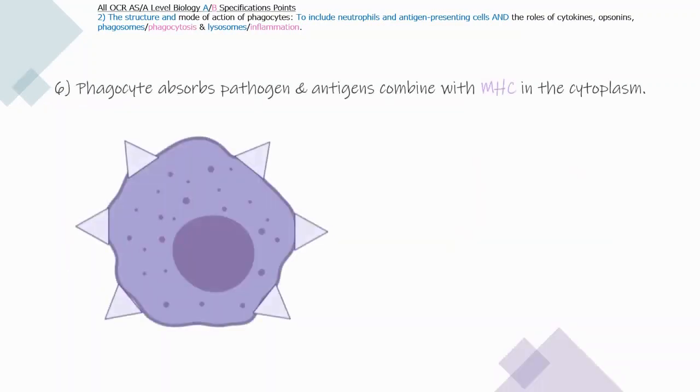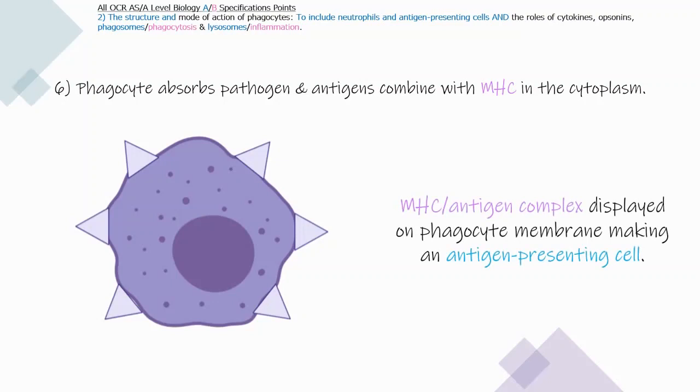And then finally, the phagocyte absorbs this pathogen and the pathogen's antigens combine with an MHC in the cytoplasm. MHC stands for major histocompatibility complex. This is basically an antigen complex which is displayed on the phagocyte membrane, which makes it an antigen presenting cell, which allows other white blood cells to recognize it.